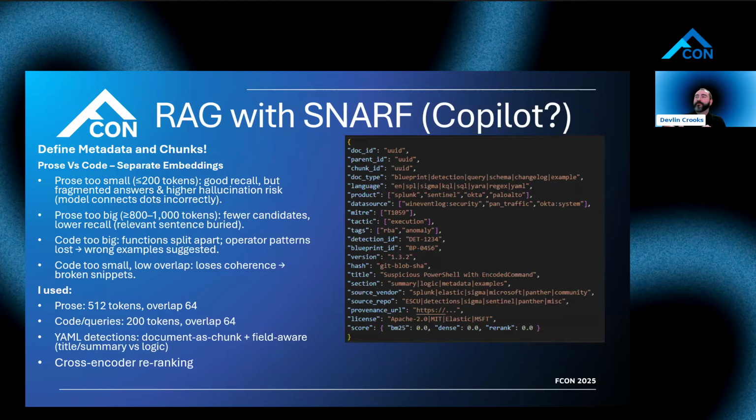What I used for prose is 512 tokens. For my YAML documents, I consumed it as a whole chunk, retaining the title, summary, and logic. On the right, you can see how I actually built the metadata. That's typically how I have the parents, the detection, blueprint, tag, tactic, MITRE, data sources. All of that is defined and consumed inside the RAG. And then the code is in a different place with similar embeddings like that, so it can retain that relationship.